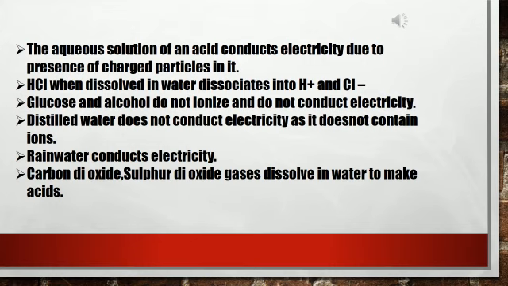Rainwater can conduct electricity because while falling, the water will be reacting with the sulfur dioxide, nitrogen dioxide or carbon dioxide gases present in the air to form acids like carbonic acid, sulfuric acid or nitric acid. So these are the ones which are going to conduct electricity.